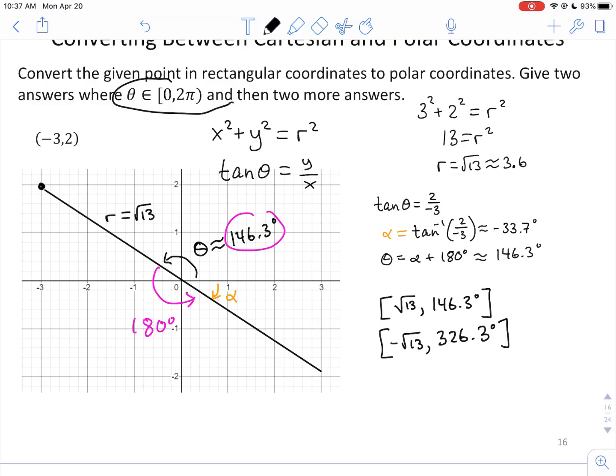But these instructions say to give two more answers. One answer is to use the alpha that was given, this answer we got here, right? So that's outside the window from 0 to 360 because it's negative, so it's less than 0. And that points us into the fourth quadrant, but then go the opposite direction. So another answer will be to go the opposite direction, negative radical 13, but do this negative 33.7 degrees.